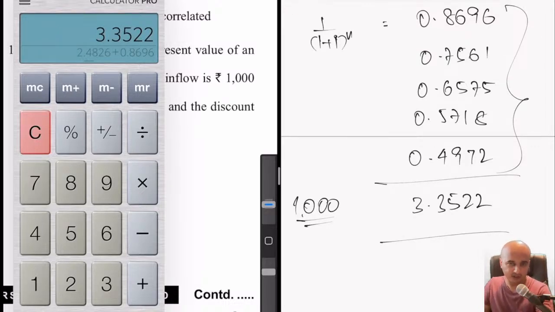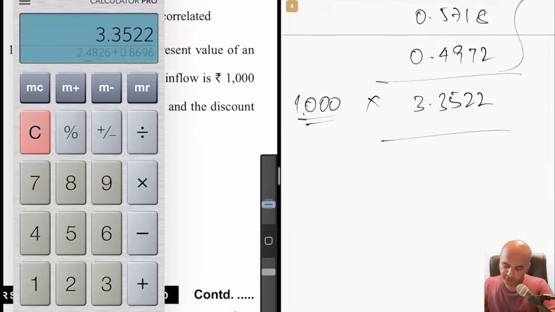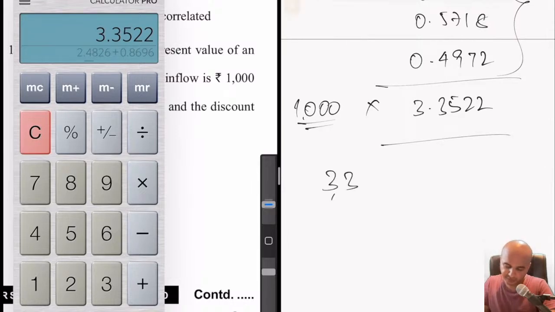Present value annuity factor of 15% for 5 years. Now this you will have to multiply by what? The cash flow. So when you do that, you will get 3,352 as the answer. Check if there is 3,352 in the options.